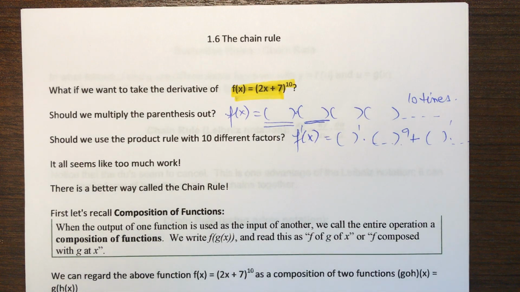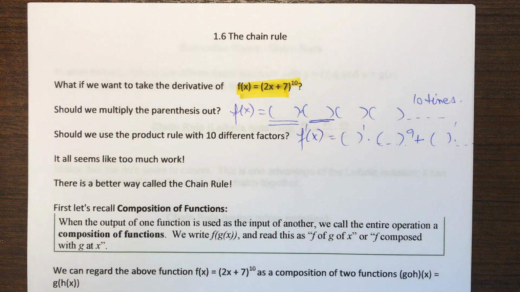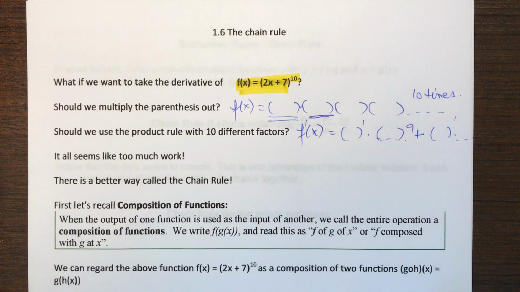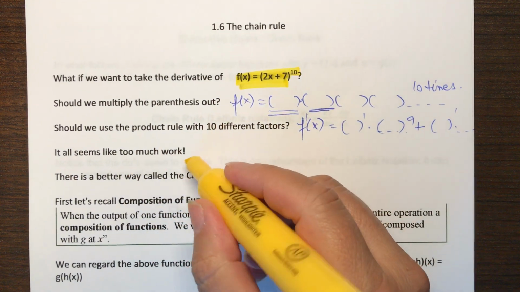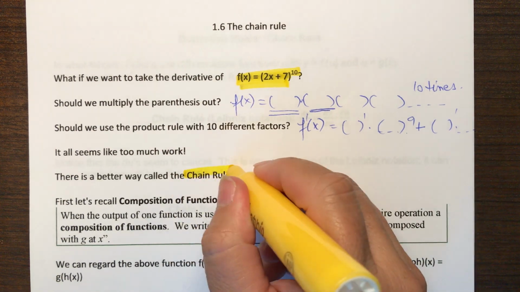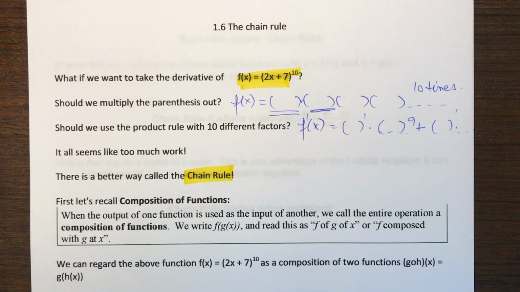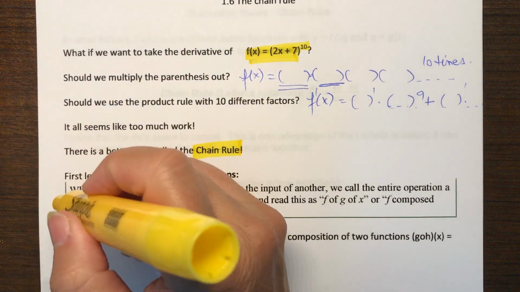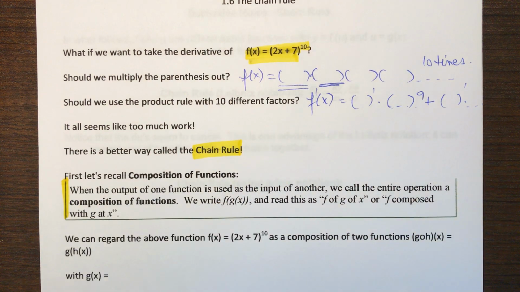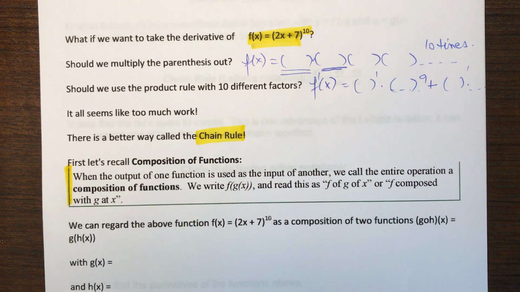So, apparently, we can get by really fast. In fact, it's going to take a few seconds for this. And we're going to use the chain rule. So what we have up here is the composition of two functions. So what was the composition of two functions? We're just going to review this a little bit from algebra.